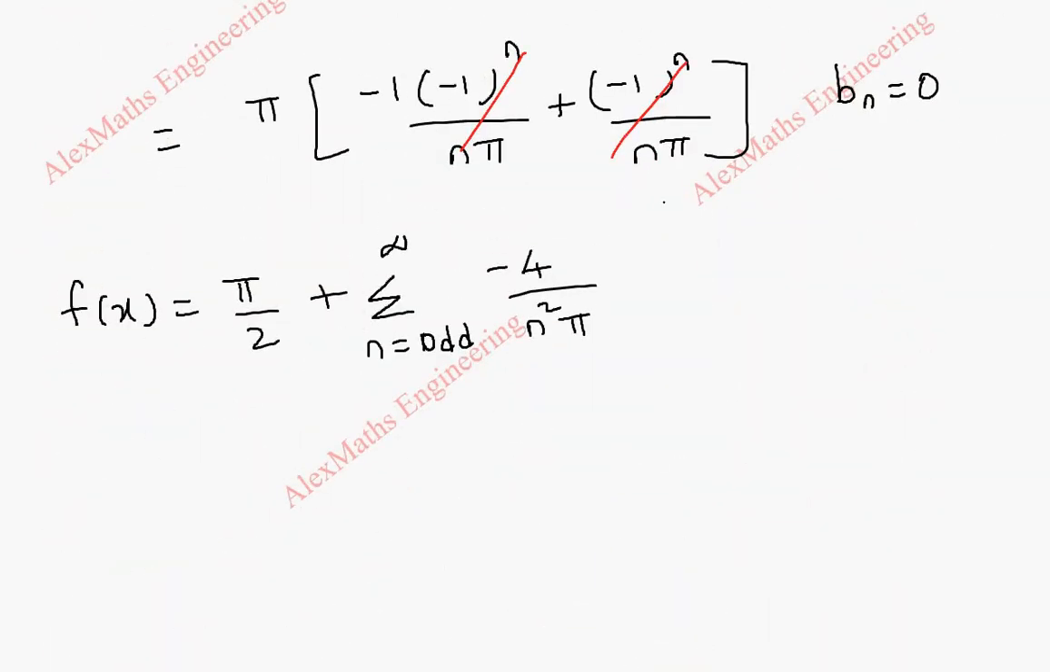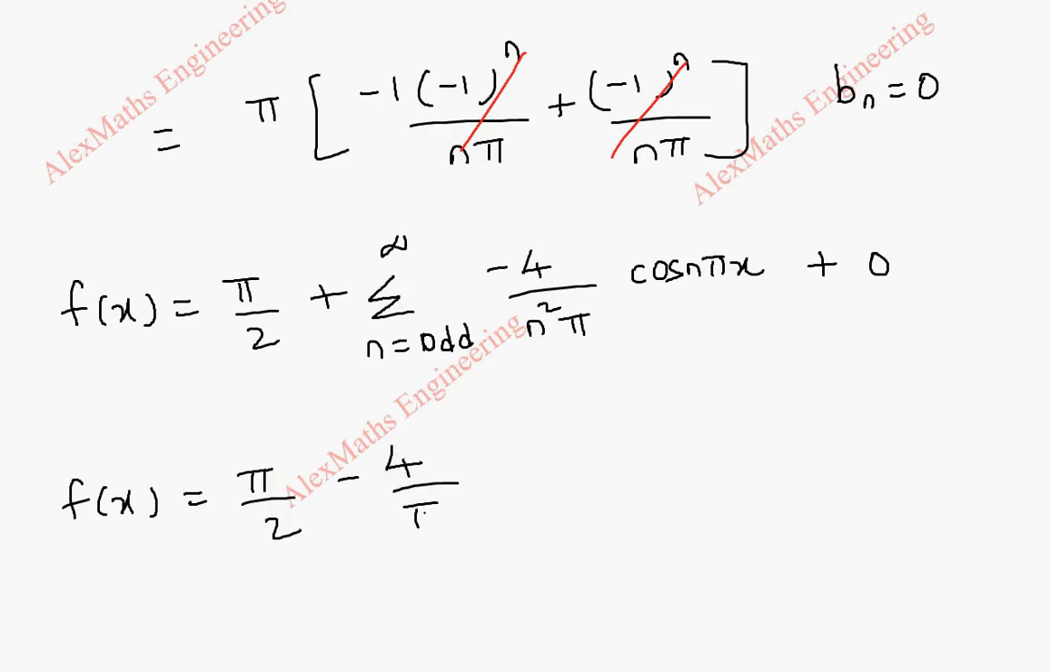So here cos n pi x. Then bn is 0. So last term will be 0. So f of x equal to pi by 2. You can take minus 4 by pi, which is a constant. Then summation n equal to odd till infinity. We have cos n pi x by n square.